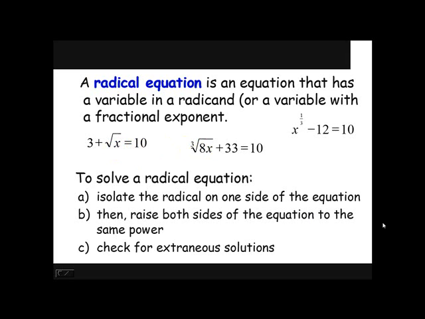After that, we have to check for extraneous solutions. Notice the word extraneous has the word extra in the front. These are extra solutions that work after we do squaring or cubing, but not in the original equation. Therefore, they're not a solution in the original equation and need to be rejected.